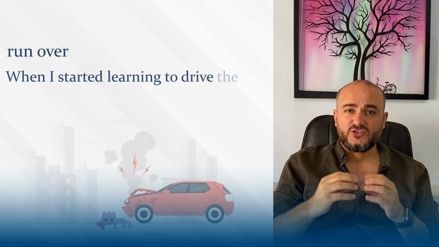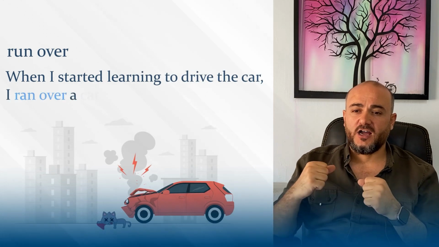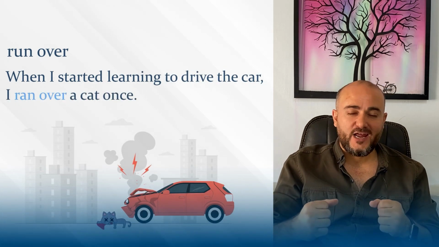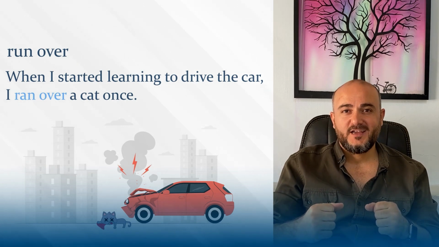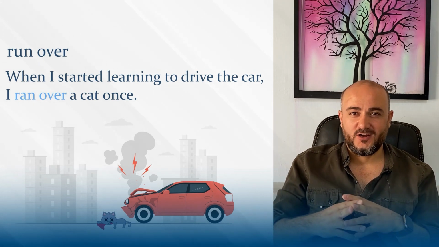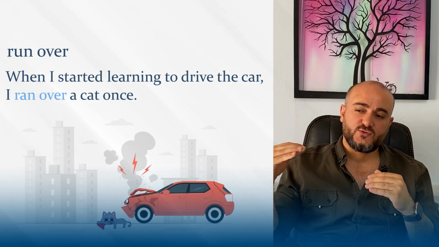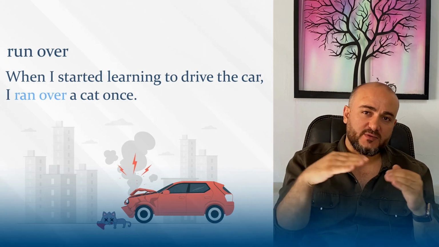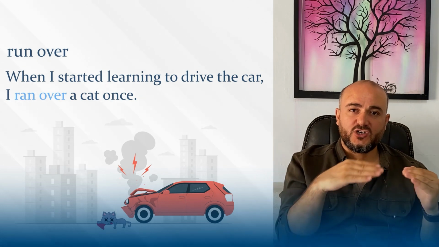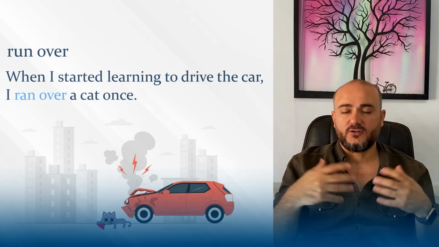Another example is run over. So when I started learning to drive the car, I ran over a cat once. This is a lie. It was a dog. So run over means to go over something with a car or a motorbike or whatever.